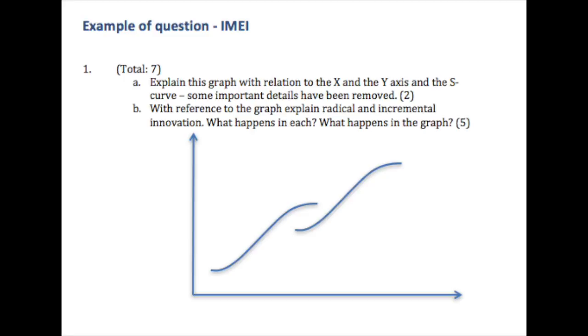You see that there's 2 points for this. That gives you a hint on how much information you should put there. Then you can go to B again and see, with reference to the graph, explain radical and incremental innovation. What happens in each? What is radical and incremental innovation? What happens in the graph? And you explain that, and that is 5 points. So then you see that, okay, here you need to elaborate a bit more. I'm probably looking for 5 things when I correct this. So that is also good to know. And I'm probably looking for at least 2 important things in the A question here.